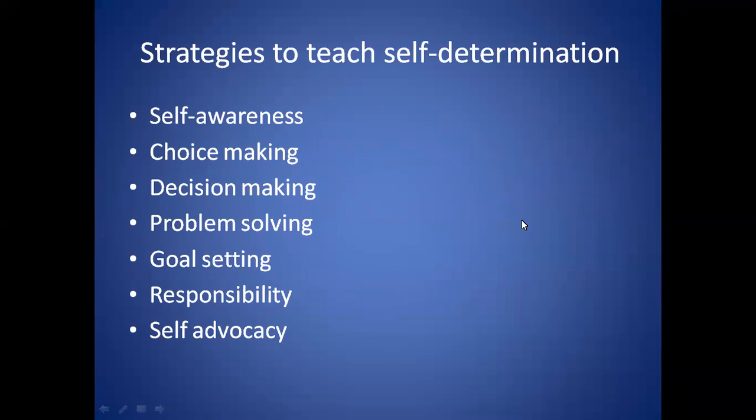Now, throughout today, these are the steps that will be covered. These are self-awareness, knowing who we are; choice making, which sounds easier than it might be. There are skills involved in deciding what to do, at least deciding what your options are, then choosing one of those options; then problem solving, where do we go; goal setting; responsibility, it's my idea to do this and this is what I want to do; and self-advocacy, speaking up for oneself.